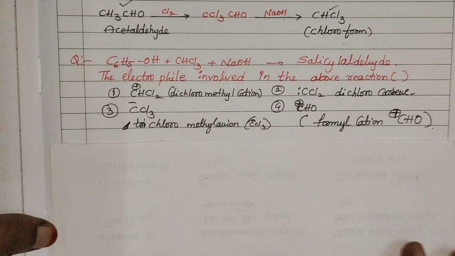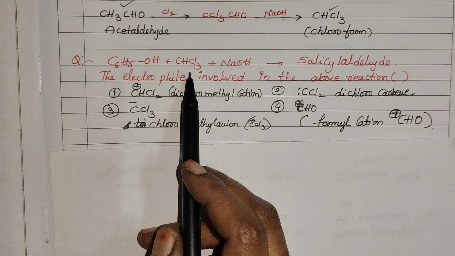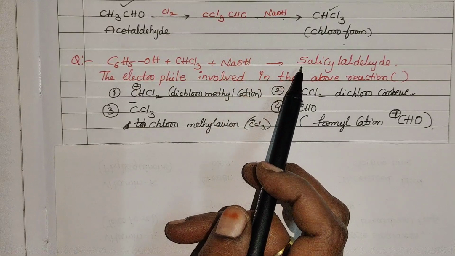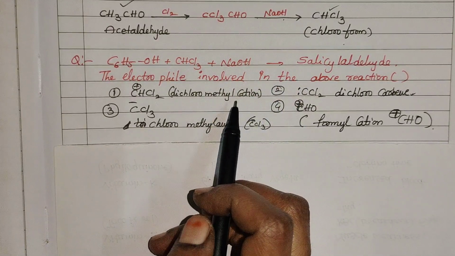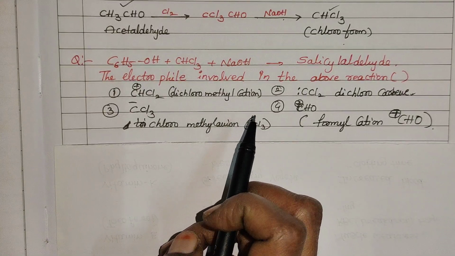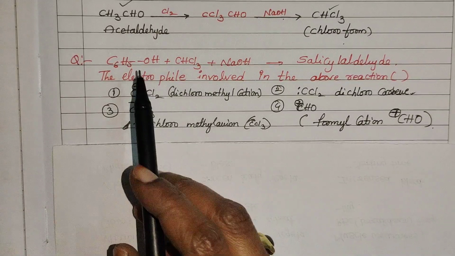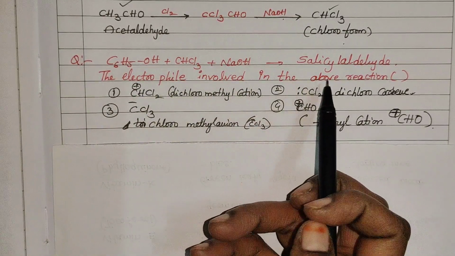Next question, it is also a repeated one in MSET. Phenol when treated with chloroform and sodium hydroxide will give salicylaldehyde. Actually, what is the reaction, beta? Is it Kolbe or Reimer-Tiemann? Reimer-Tiemann, right? So in Reimer-Tiemann, what is the famous intermediate? Electrophile. He is asking the electrophile involved in the above reaction.